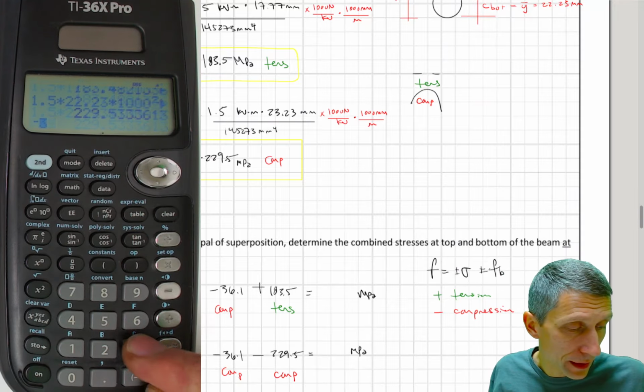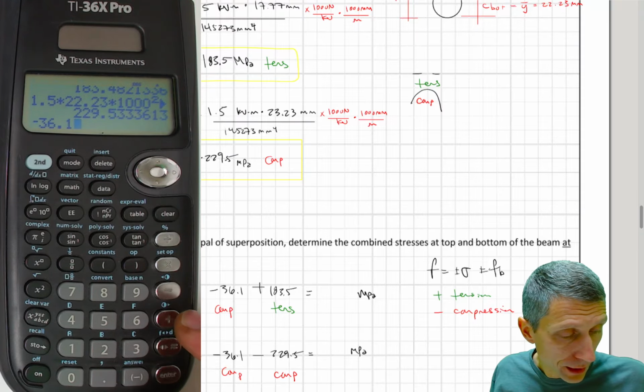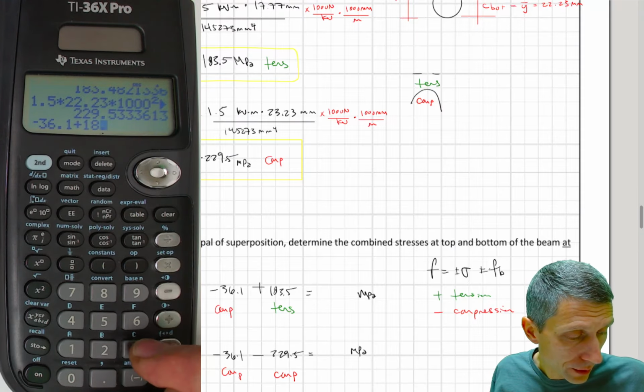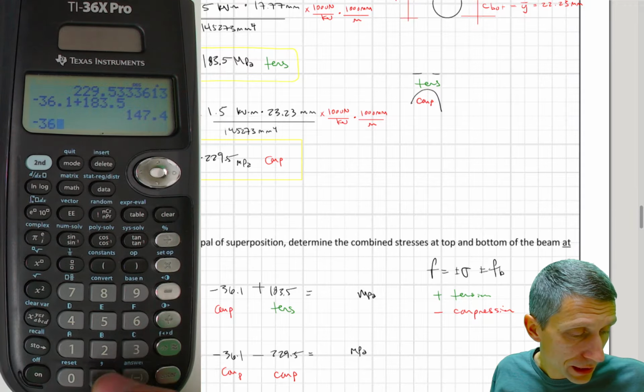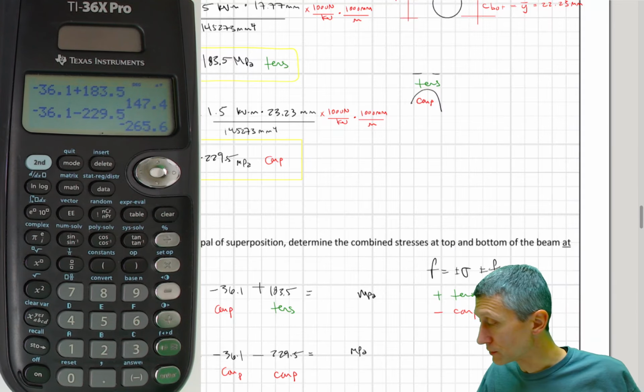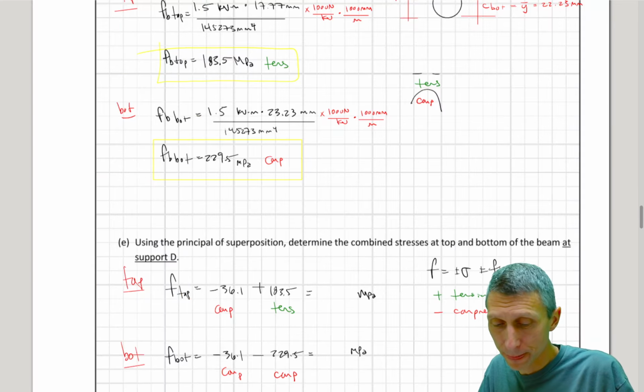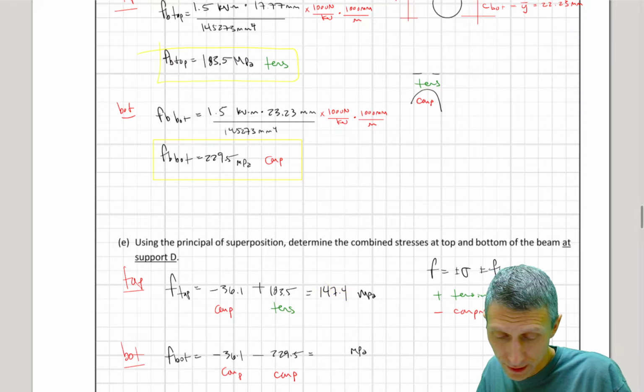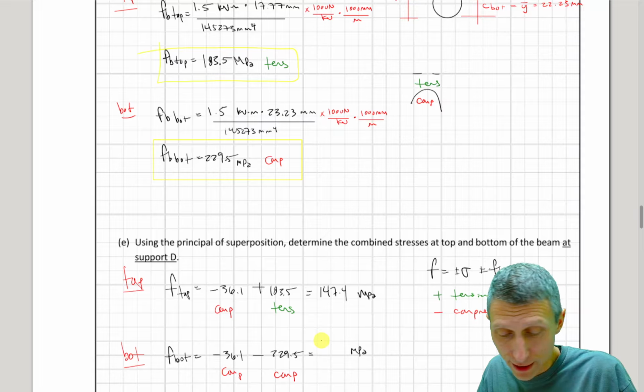And this is where we get our values now. So what do we have? It's minus 36.1 plus 183.5, and minus 36.1 minus 229.5. So I get values of 147.4 and 265.